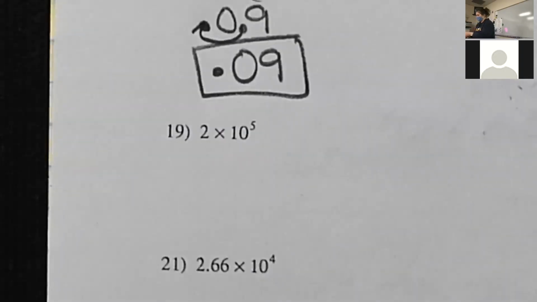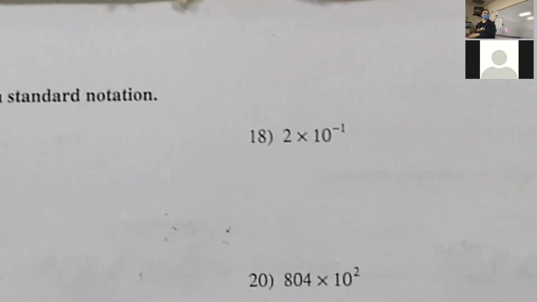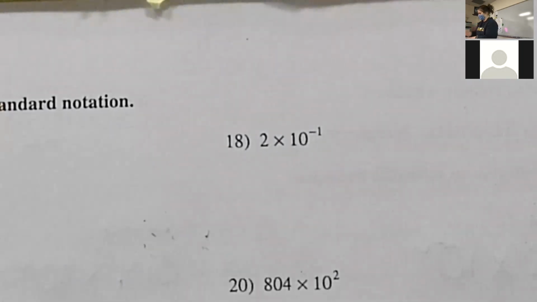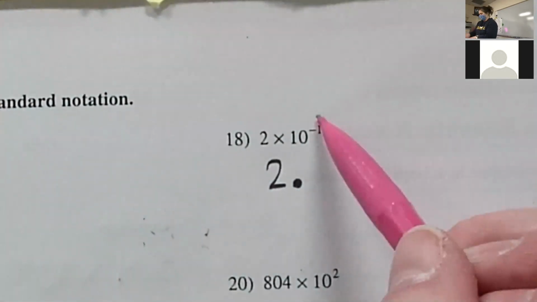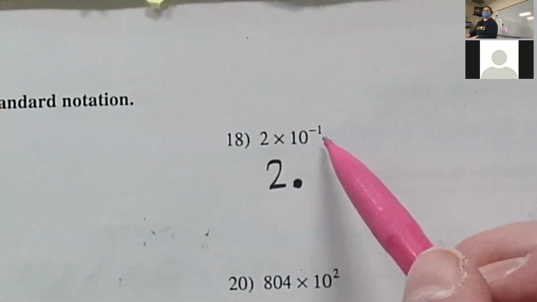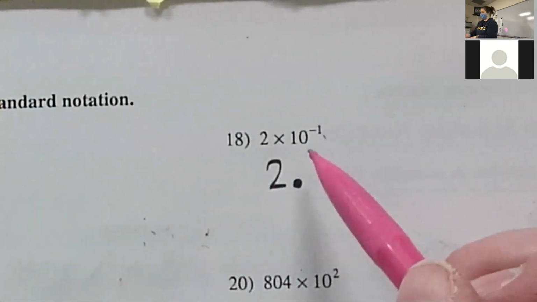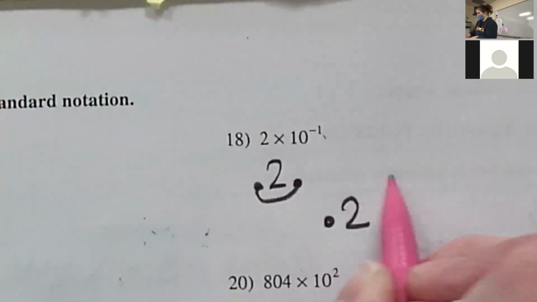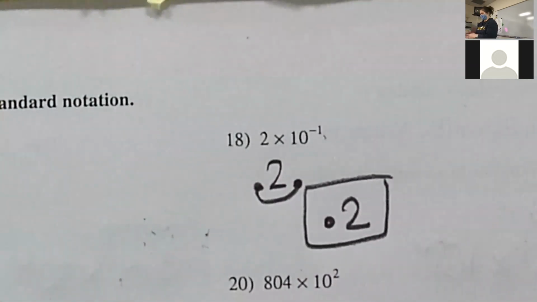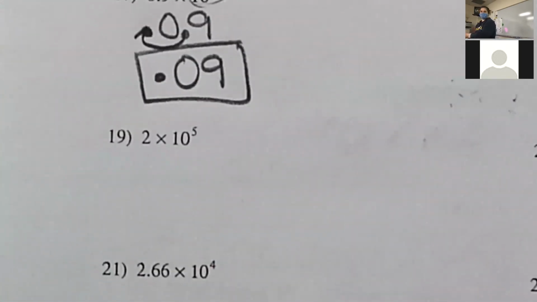So let's try another one like 18. Where's that decimal on that 2? On the right-hand side, right? Right behind it. Okay. Now, how many times is that decimal going to get moved? Once. In which direction? To the left. So it's right before it now. So I have 0.2. Okay. Let's try 19.